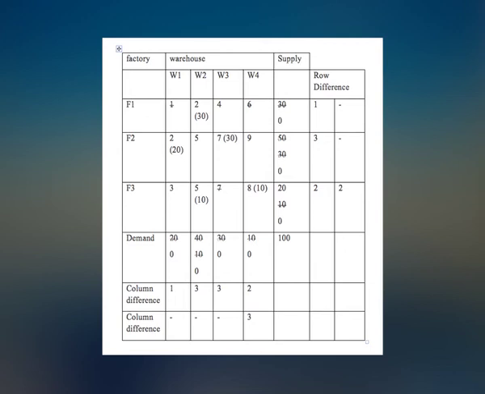Now, in the third column, the least value is 7, which is appearing in rows 2 and 3. So, you can allocate it to any row. Here we have chosen row 2. The cell F2W3 has least value 7. So, we will assign 30 to it. Here you will notice that the demand and supply are equal. So, we can cancel both the column and row corresponding to the cell.